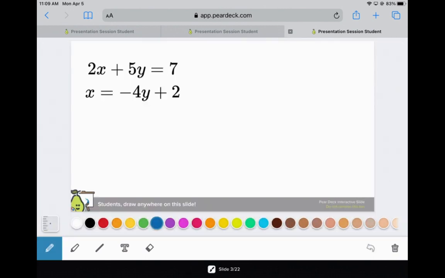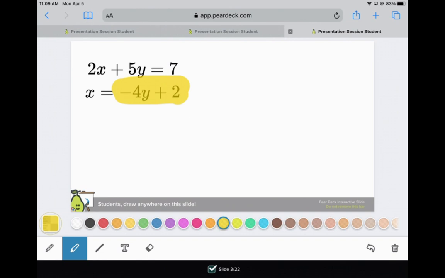So same thing, which now I'm looking for the letters and I want to replace. So I'm looking at this one. This one has X by itself already. So this is the one that I want to use substitution on. I want to carry that over.